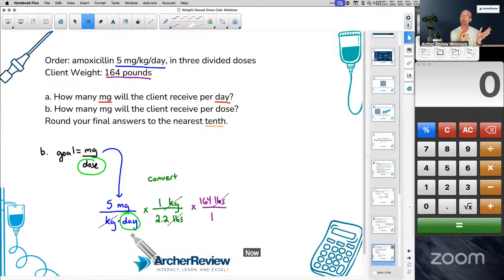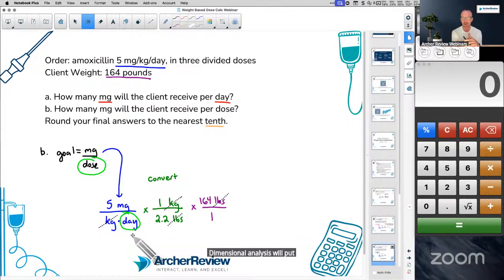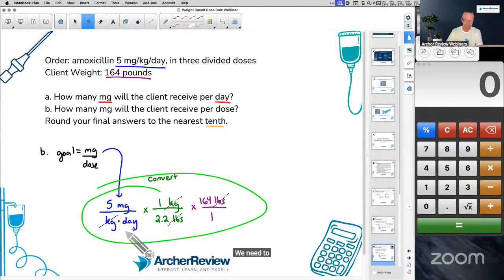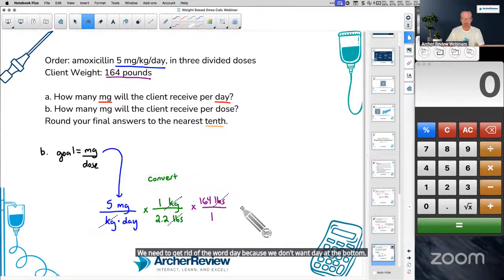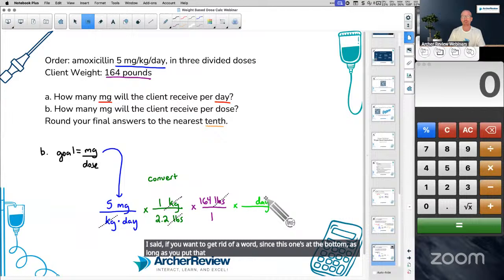Now, some of y'all may just know to divide by 3. Totally fine. But watch how the dimensional analysis actually does it for you. If you get confused on should I be multiplying by 3, should I be dividing by 3, dimensional analysis will put the numbers in the right spot. You might say, how? Well, y'all, what word do we need to get rid of down here? We need to get rid of the word day because we don't want day at the bottom. So to get rid of a word, I'm going to put the word day at the top. And I never said that these things had to be beside each other. I said, if you want to get rid of a word, since this one's at the bottom, as long as you put that same word at the top, you can get rid of them.